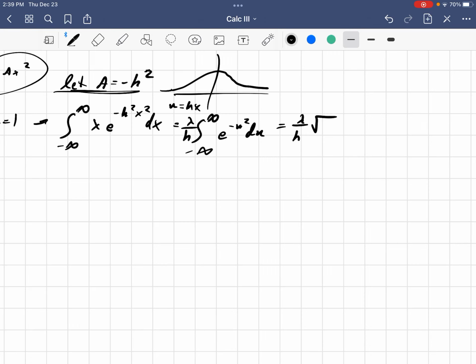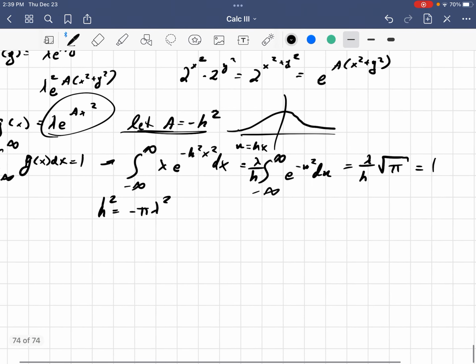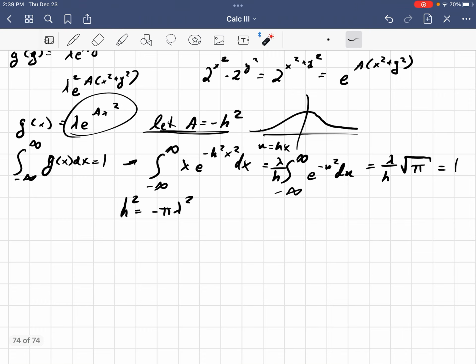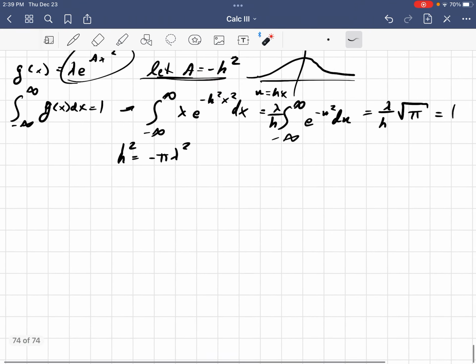It turns out that integral evaluates to lambda over h times the square root of pi. And that's equal to 1, right? So in other words, lambda is... or I'm sorry, not lambda. Let me solve for h. h squared is negative pi lambda squared, because we want to solve for h squared, since that's what is in the function right here, h squared.